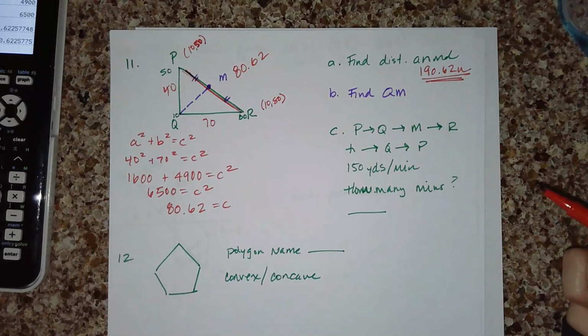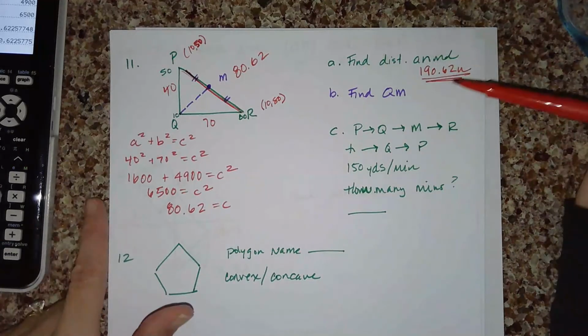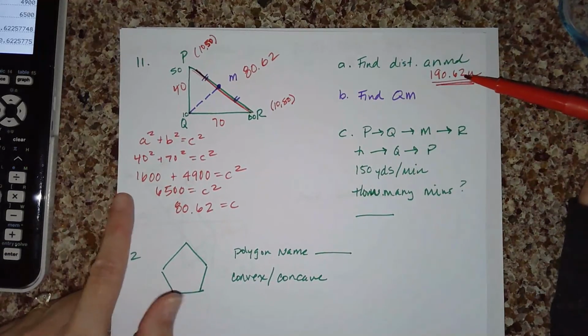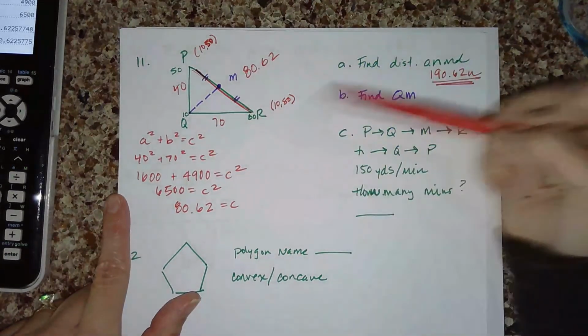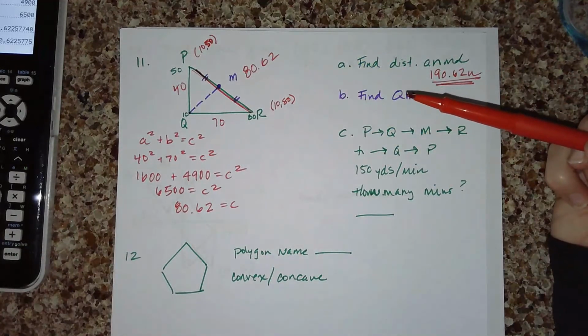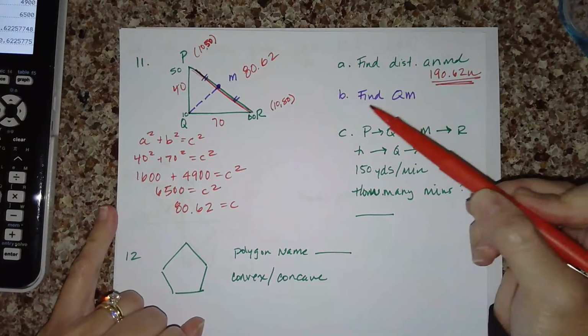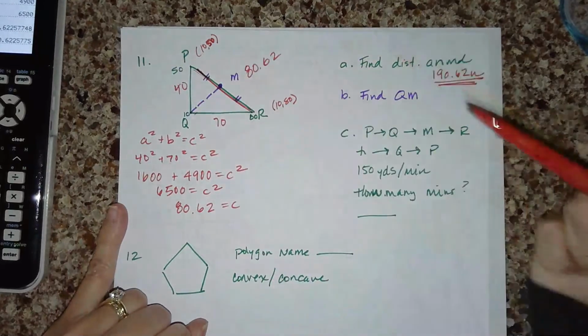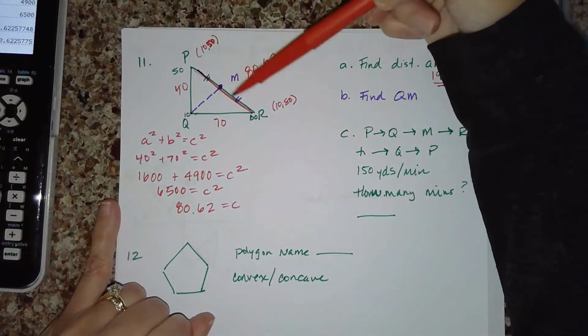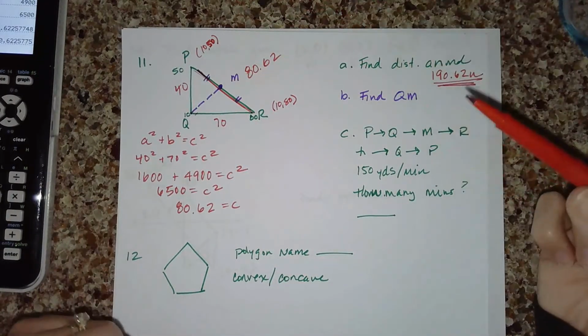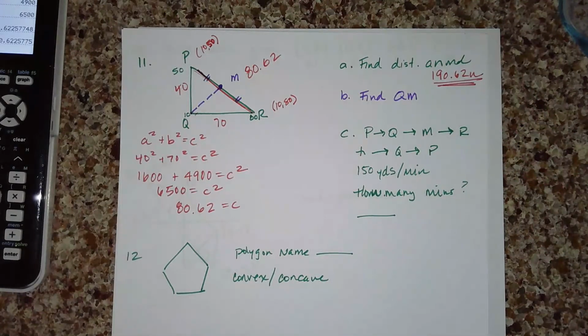Again, I'm going to be looking for work. So if you didn't get this exact answer and maybe you rounded differently, but you had all the correct work, then that's fine. The next thing they ask is find QM. M is the midpoint, and I marked it because these two pieces are equal. So we have to find the midpoint of line segment PR.